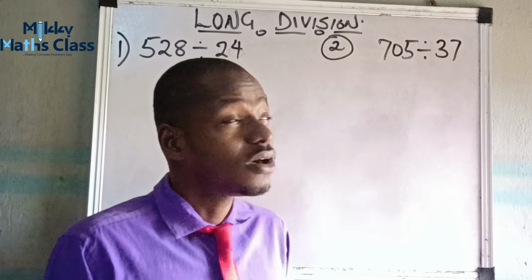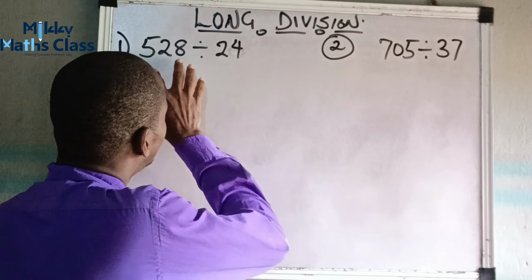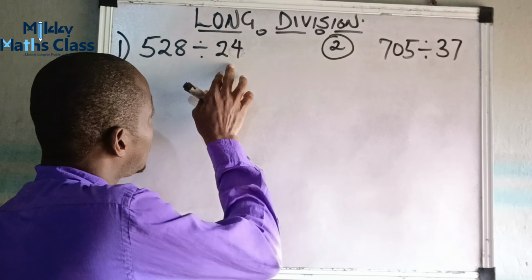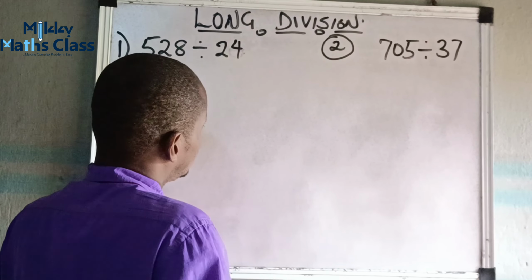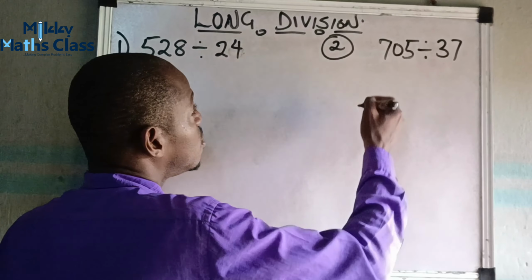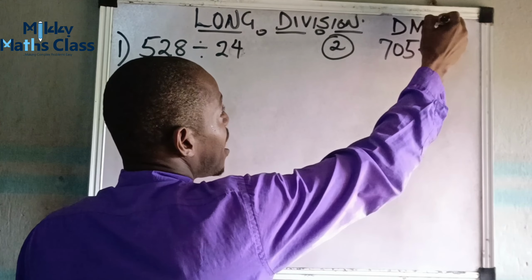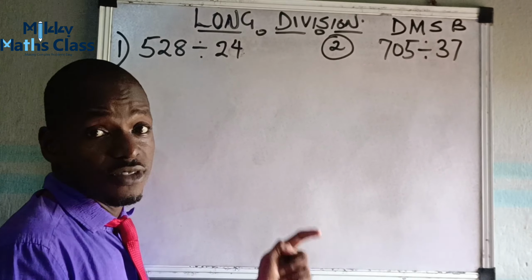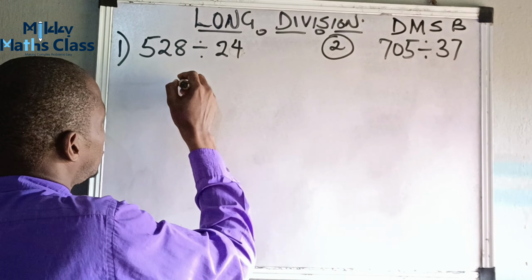What do we have for today? Continuation of what we did: long division. In the previous video we had division by a 1-digit number, but now we have division by 2-digit numbers. So the first thing, like we said: divide, multiply, subtract, then bring down, then repeat the process. That's the rule when doing long division. So let's look at the first one.